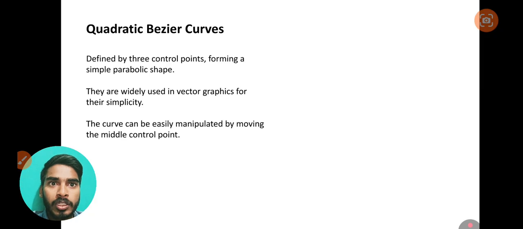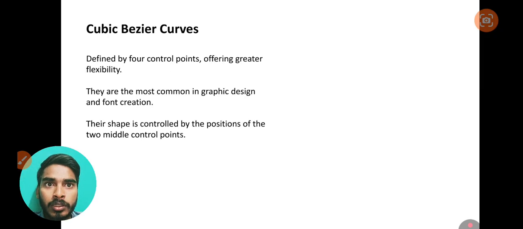Quadratic Bezier curves are defined by three control points forming a simple parabolic shape. They are widely used in vector graphics for their simplicity. The curve can be easily manipulated by moving the middle control point.